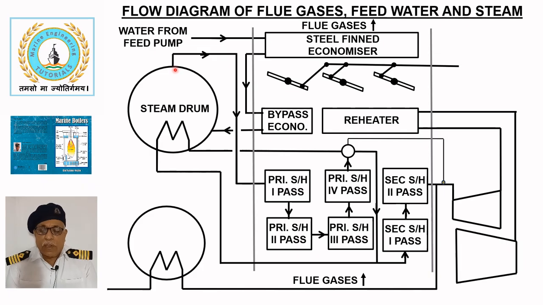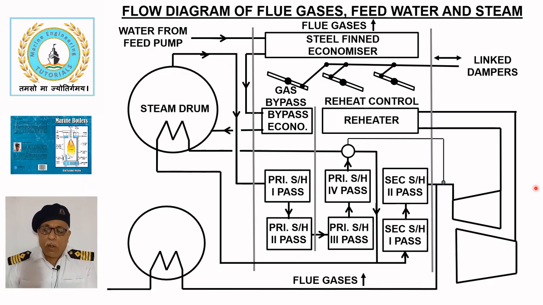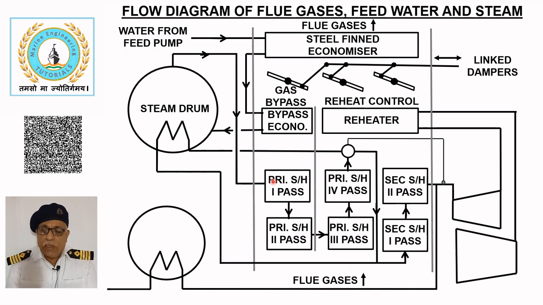Saturated steam from the steam drum is sent to the superheaters to raise its temperature. To control the degree of superheat, the superheaters are divided into primary and secondary stages. A partition wall divides the gas stream into two parts with the flow controlled by link dampers consisting of reheat control and gas bypass dampers.